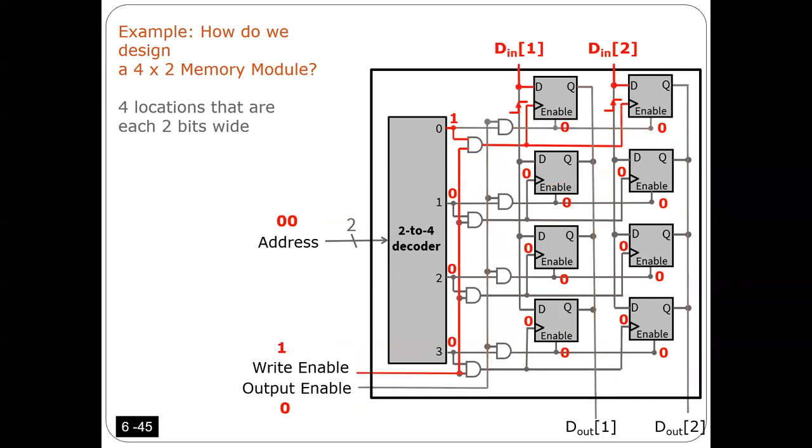Here's the second case. Again, I'm gonna store in the same location. So these ones are off, because I'm working on the first location here. But this time, write is one, output is zero. That means I wanna write, not read. So look what's gonna happen here. This AND gate is off. Why? Because one input here is connected to read, and because read is zero, this one is off, okay? That's why here you can see zero and zero.